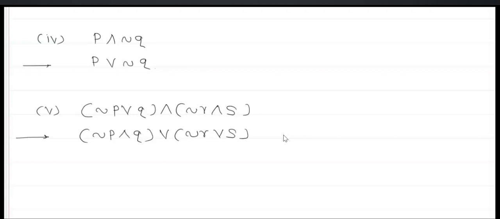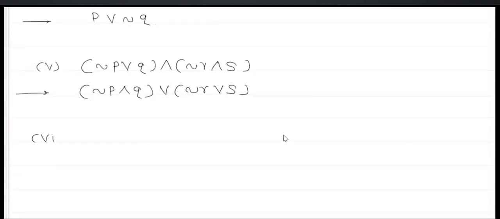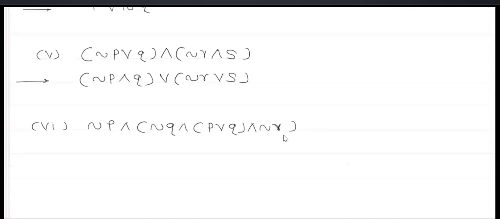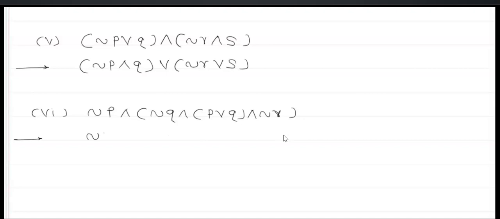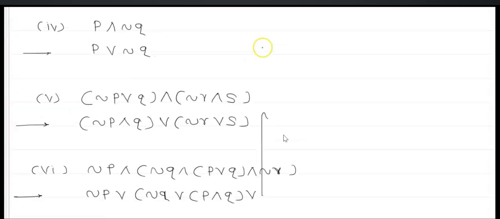Now the next is negation of P and in bracket negation of Q and in next bracket P or Q and negation of R. Only see that wherever there is and, it is replaced by or, and or is replaced by and.